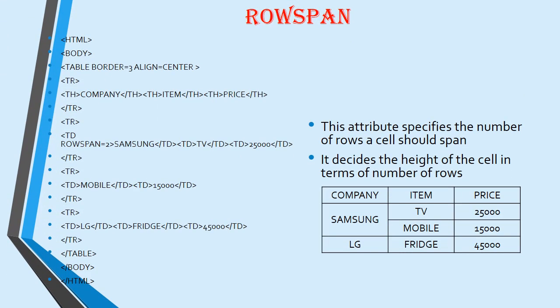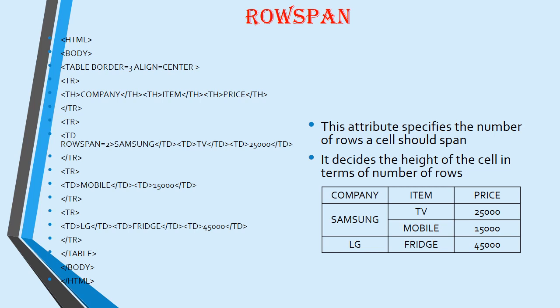Rowspan means the same as that, but it is specifying the number of rows a cell should span, or it is deciding the height of the cell in terms of the number of rows. So this is the table which I am going to draw. Company, item, price. Here you can see 2 rows I have made. Samsung is a row which I have made 2 things into 1. TV and mobile it covers. Then price is there, LG. So let's see how I am writing it.